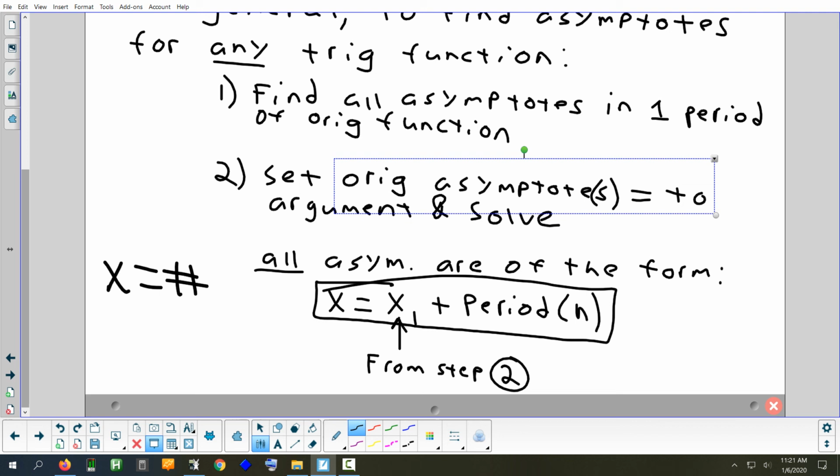Tell me one asymptote that you figured out from step 2, and then tell me that it repeats every cycle. How do you say that? You put plus the period times n. So let's say you had an asymptote, just to keep it simple, at the number 1, and the period of your graph was pi. You would write 1 plus pi n. Meaning you're going to get an asymptote at 1. Then you're going to get an asymptote plus pi units later. Then plus another pi units later. Plus another pi units. You're going to get an asymptote every cycle.